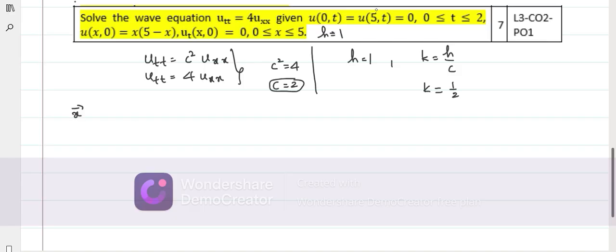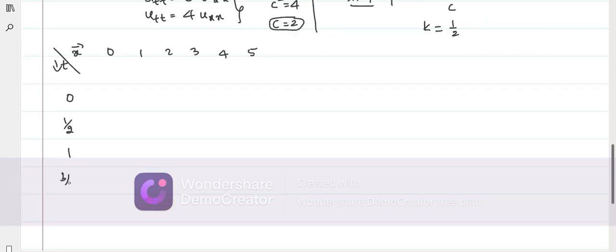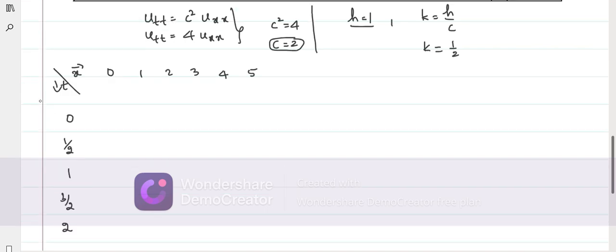So let me write the x values and k values. The boundary condition is 0 to 5 with the step size 1. So 0, 1, 2, 3, 4, 5. To write the x values, you need to make use of the step size h equal to 1. And look at the t value. The t value is from 0 to 2, and the step size is 1 by 2 for t. So 0, 1 by 2, 1, 3 by 2, 2.